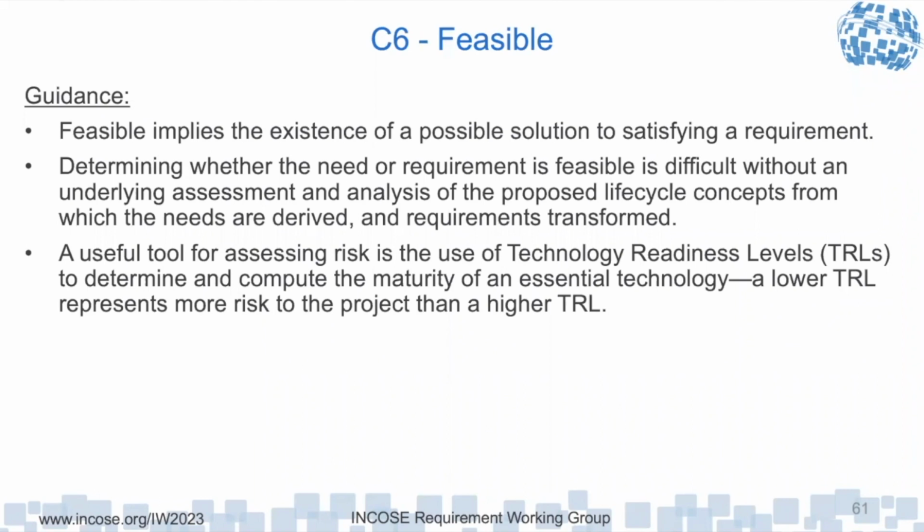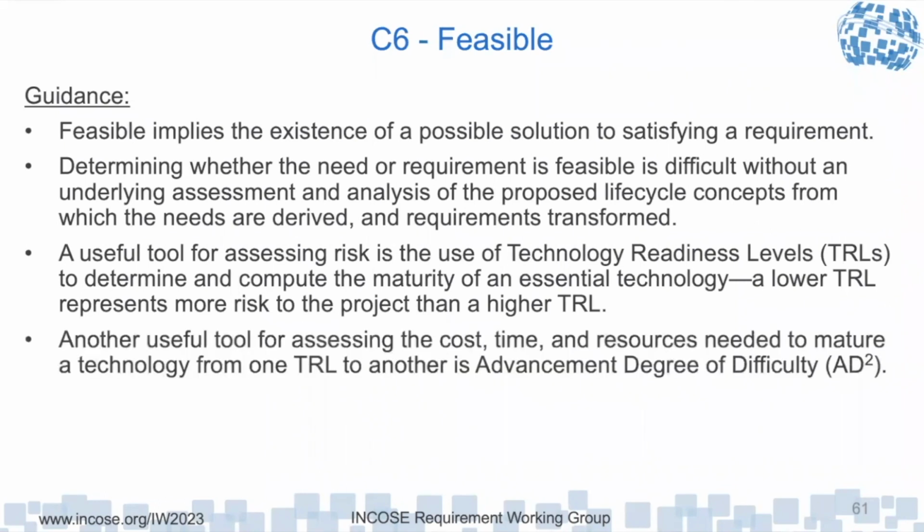But there are a number. The Government Accountability Office has a document called Technology Readiness Assessment. It talks about how you do it across the life cycle, and it has the definitions in it. Okay, that might be a good place. Another use is advancement degree of difficulty. It's one thing to say you're at a TRL level, and we talk about risk, but what's it going to take to go from level 3 to 4? How much time and effort is it going to take?